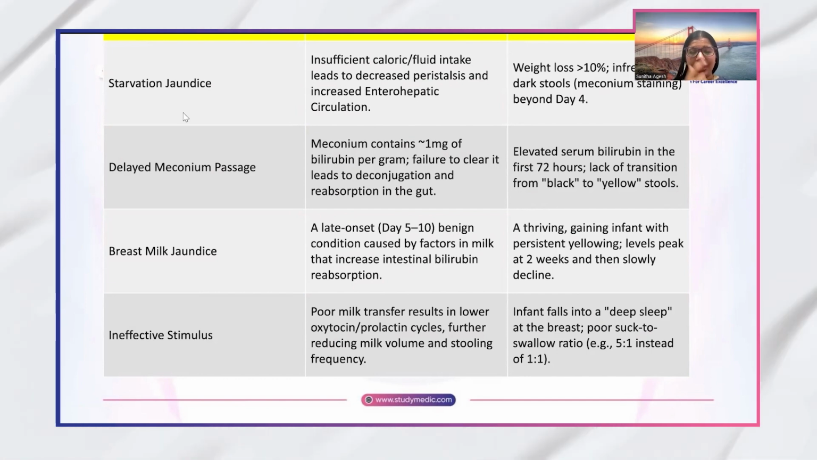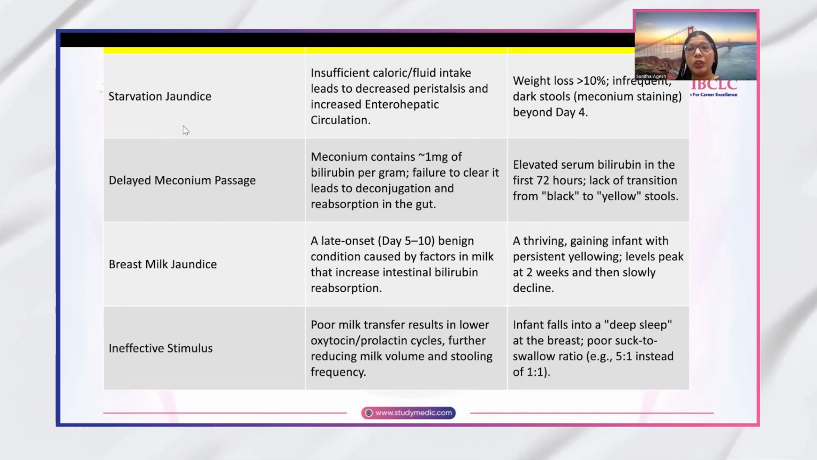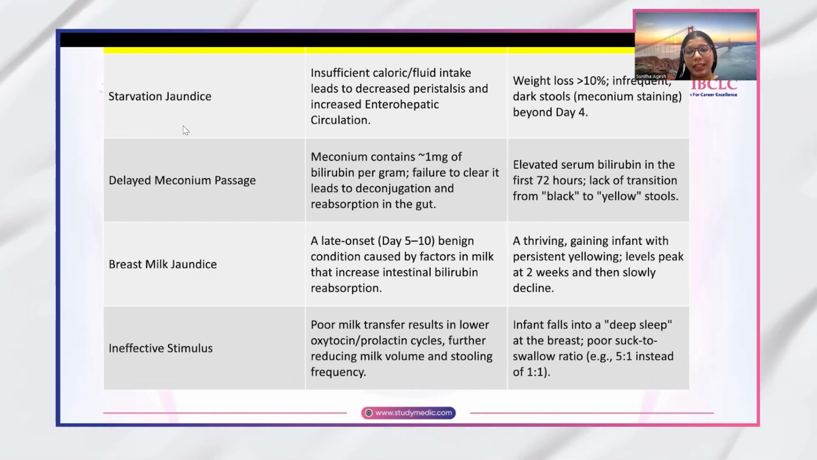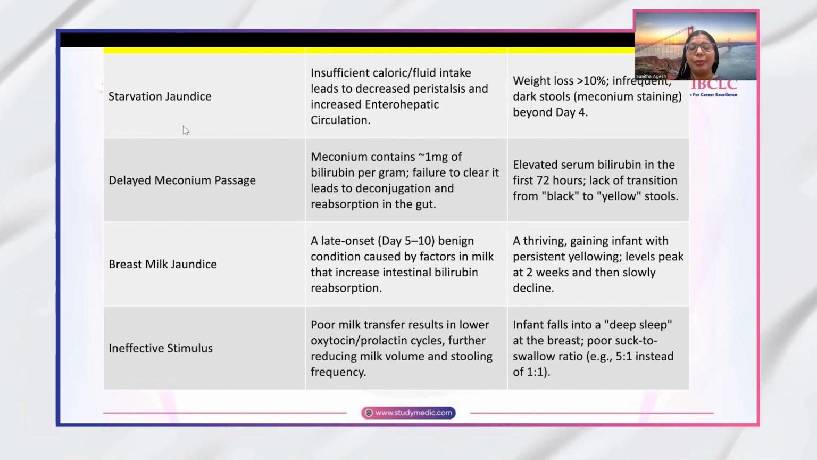So what are the reasons for this? First one is starvation jaundice. When the baby doesn't receive adequate milk transfer, it will decrease the peristalsis, and that will increase the enterohepatic circulation. That means even the conjugated bilirubin will get unconjugated at the intestine and get reabsorbed back into the bloodstream of the baby. How can we predict that a baby is not getting adequate feed? The baby will have weight loss of more than 10% and infrequent dark stools, still passing meconium stools even after crossing 4 days. Those are all indicators of poor milk transfer, and because of that the baby is developing jaundice.